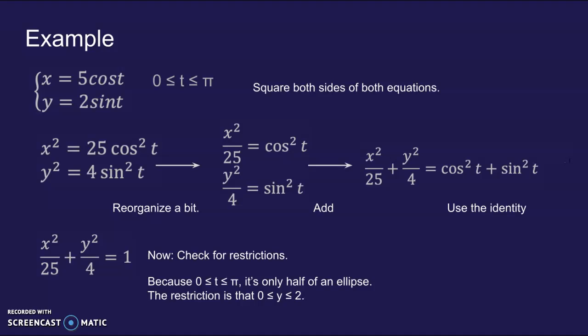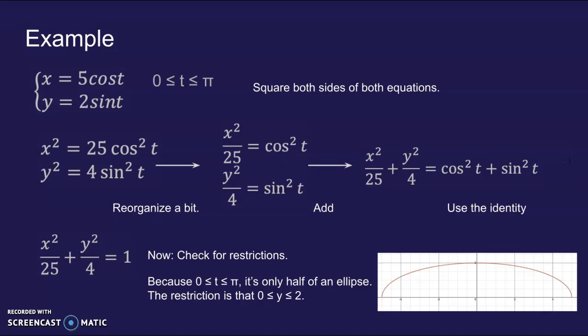Now, if you look back at the original equation, notice there was a restriction on t. It only takes on values equal to or between 0 and pi. And if you only do that, you're only going to get half of an ellipse. And this is what it looks like. So our restriction is on the range. Y can only take on values between 0 and 2 inclusive.